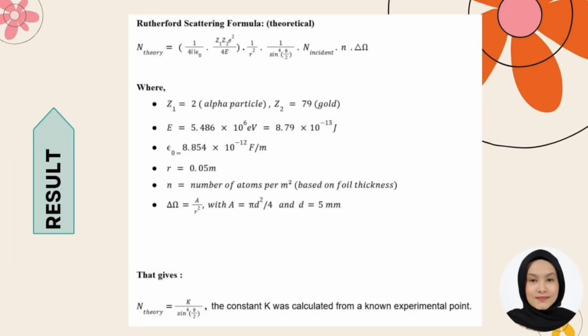Here, we use the Rutherford formula to calculate the theoretical scattering rate. The key parameters are Z1 equal to 2 for the alpha particle, Z2 equal to 79 for gold, energy E equal to 5.486 MeV, and distance R equal to 5 cm. We use these to calculate the constant K and the model N(theta) equal to K over sine to the power of 4 of theta over 2.